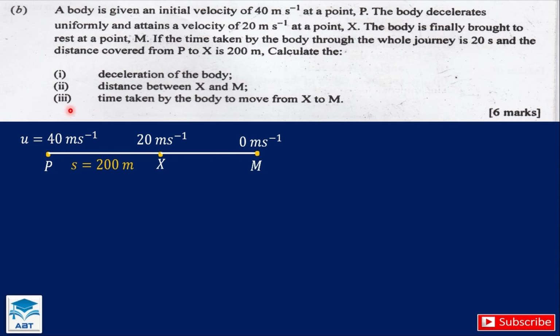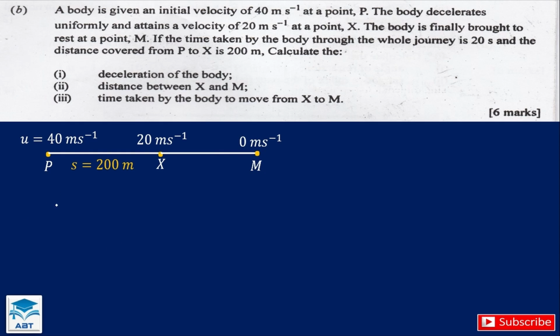The III part of question 8b, we are to calculate the time taken by the body to move from X to M. For the movement from x to m, we know the initial velocity is 20 meters per second, the final velocity is 0 meters per second, and the deceleration is -3 meters per second square. So this information is enough to calculate the time between x and m.